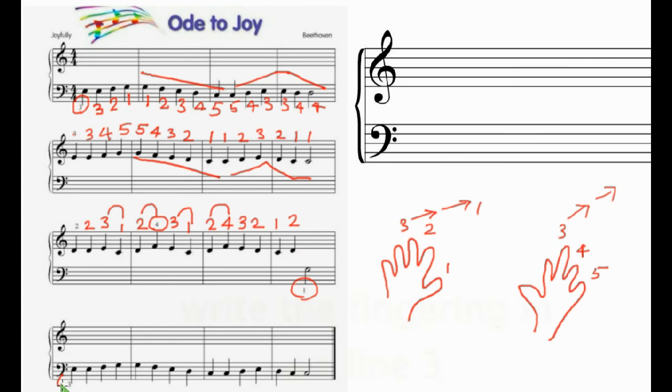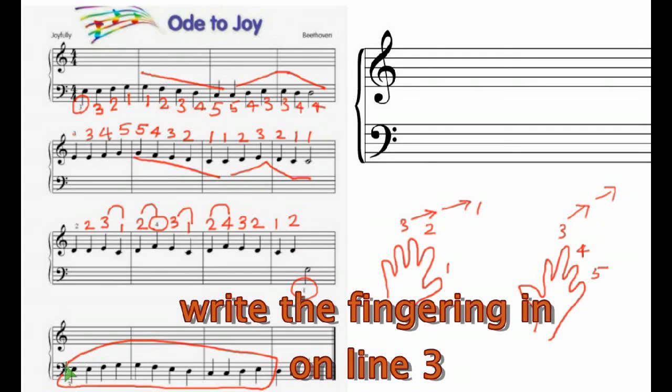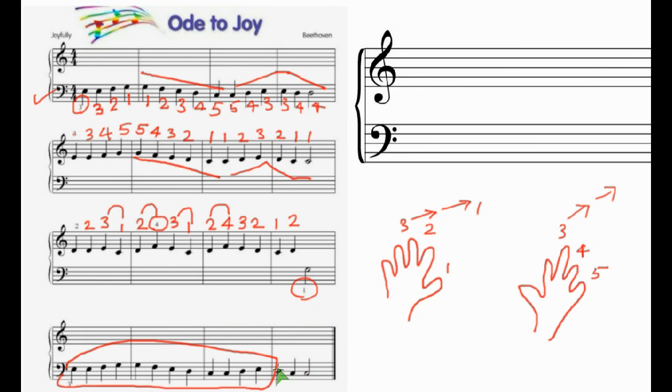Now for the ending, we already played this much using the fingerings that we began with here at the beginning of the piece, and we just have to finish this part off here. So when we were playing this D, we were using finger 4, and then we're finishing with finger 5.